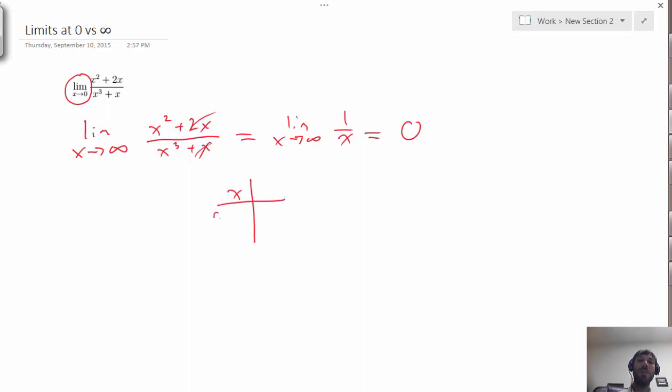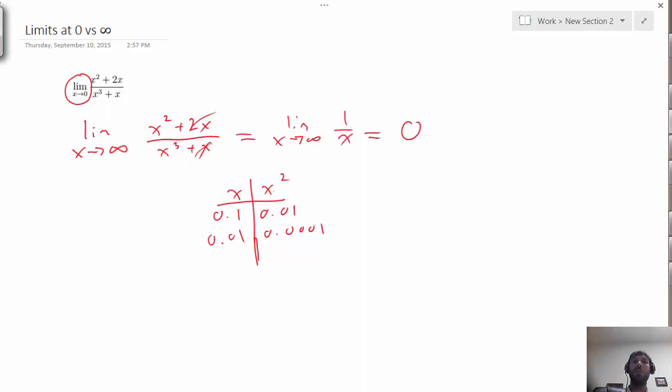If I take x to be 0.1, what's x squared? Well, it's 0.01, right? 1/10 to 1/100th. If I took x to be 0.01, this would be 0.0001, right? So we can see that this x squared is actually the lower order term at 0, even though it's the higher order term at infinity.